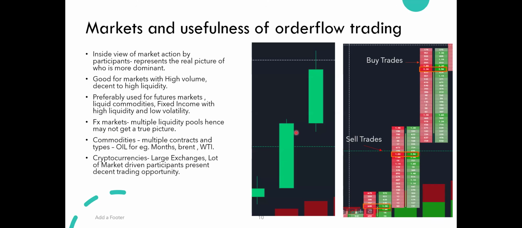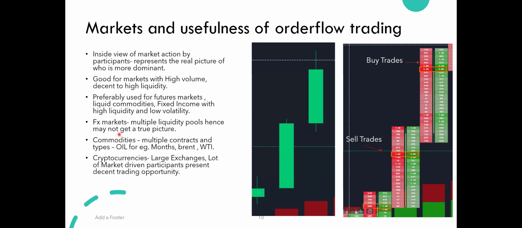Okay, so order flow as a technique is very good for any markets with high volume, high liquidity. It is used mostly in the futures market, any liquid commodities, any fixed income market. We don't have much fixed income trading in India, but it is used in any fixed income market globally, like the treasuries, etc. So any market with good liquidity, good volatility, low volatility, high volatility is pretty good to use and decipher this information.